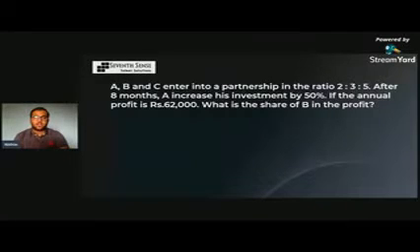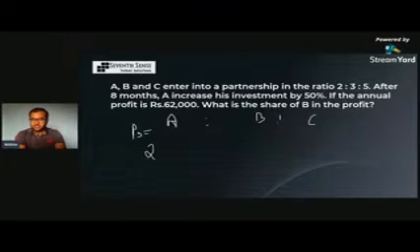So solve this question, guys. Solve this question. After 8 months, A increased his investment by 50%. So we know the ratio of their investments, right? We have to find out the profit share now. Profit share will be A is to B is to C.